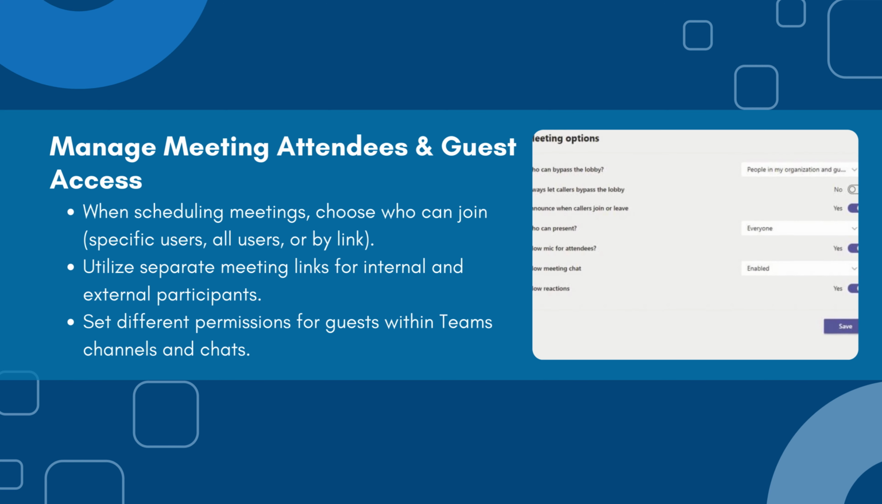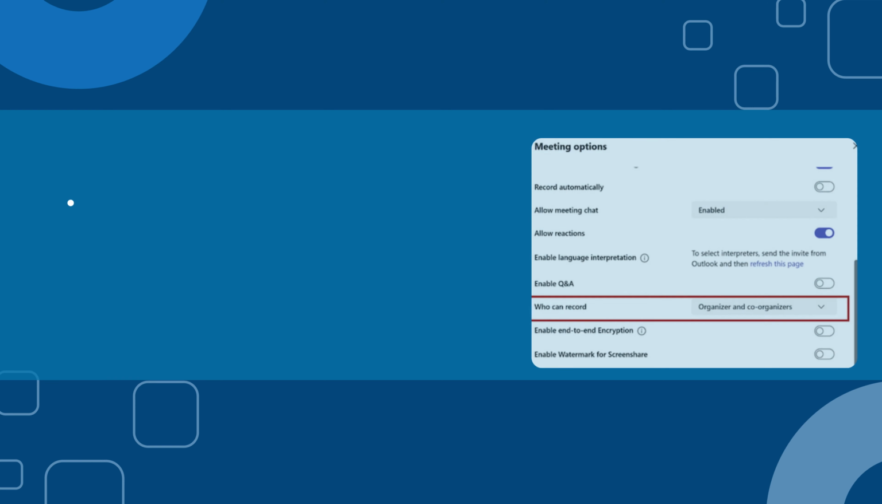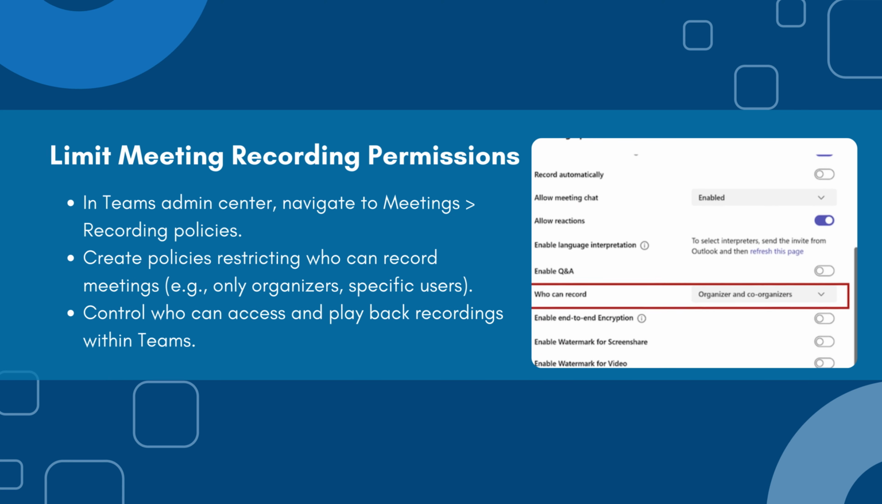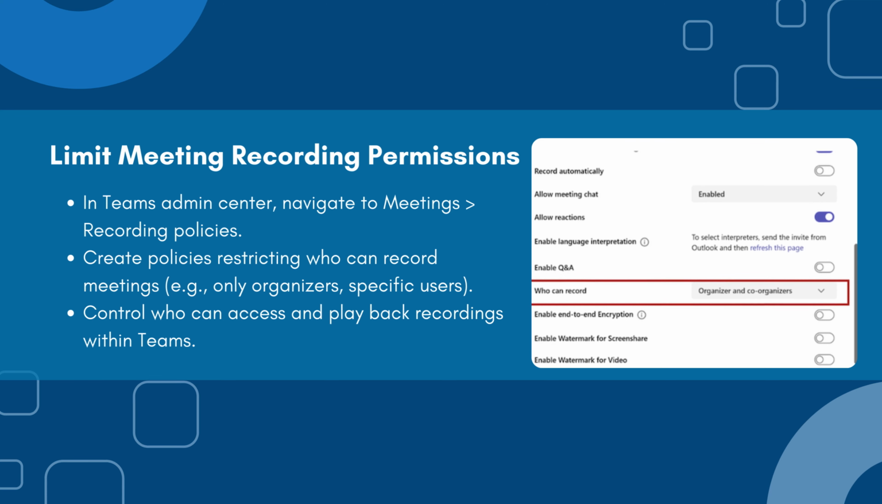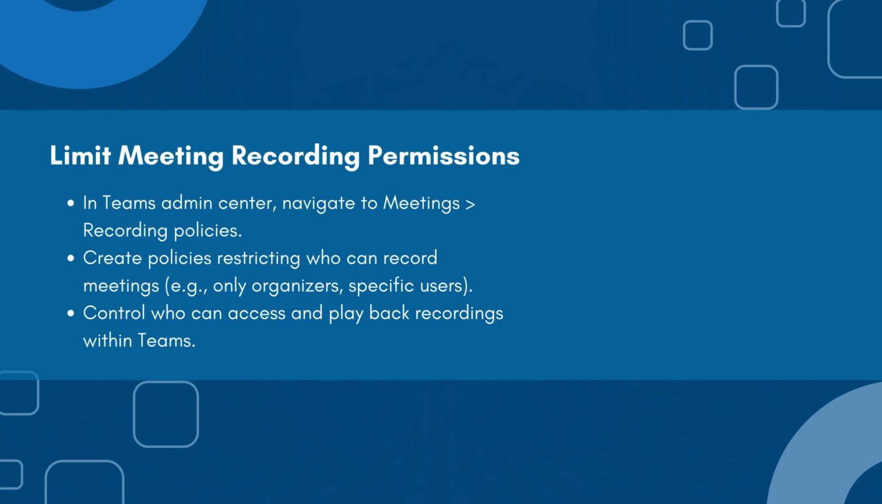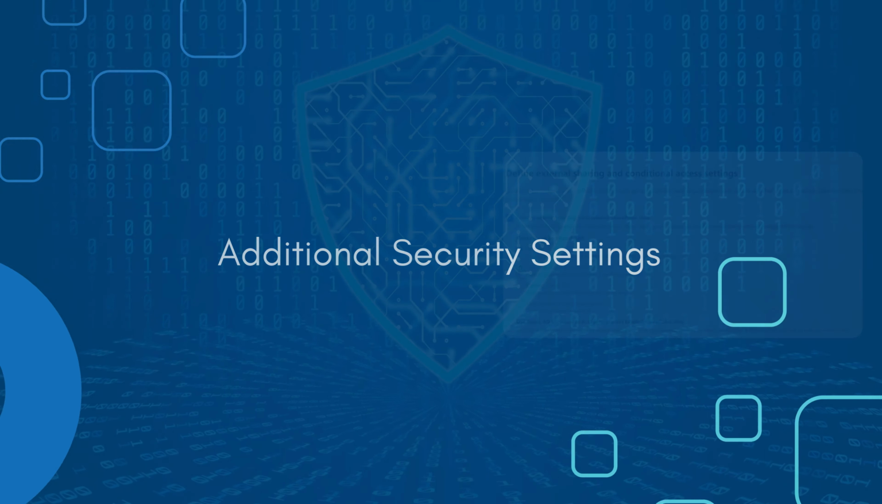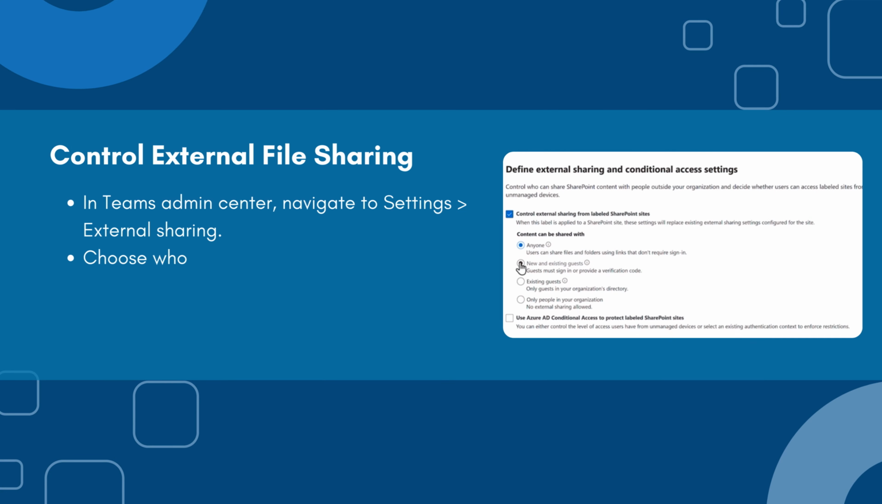Control recording permissions. In the Teams Admin Center, navigate to Meetings, then Recording Policies. Limit who can record Teams meetings and restrict playback permissions for recordings. Consider these additional security settings like controlling external file sharing by navigating to Settings and then External in Teams Admin Center.